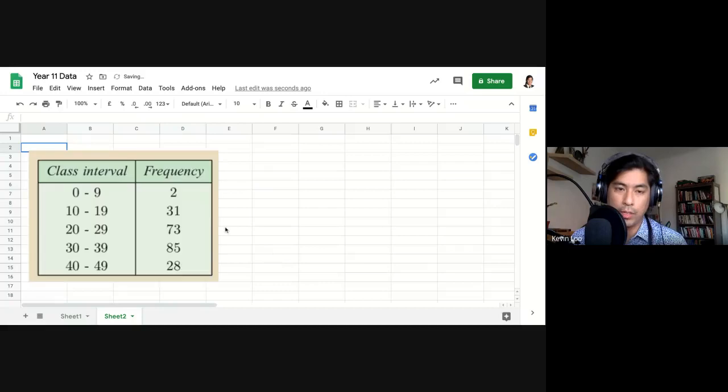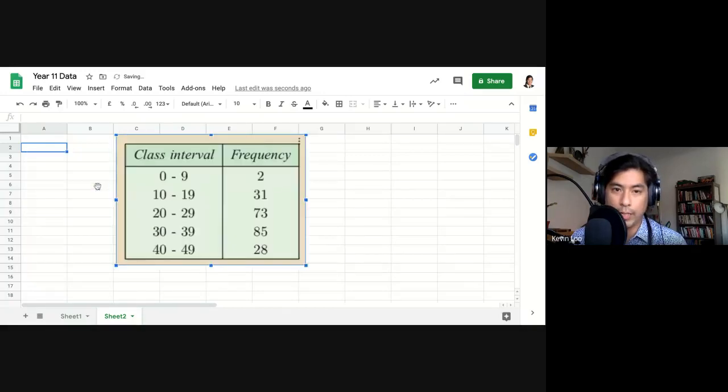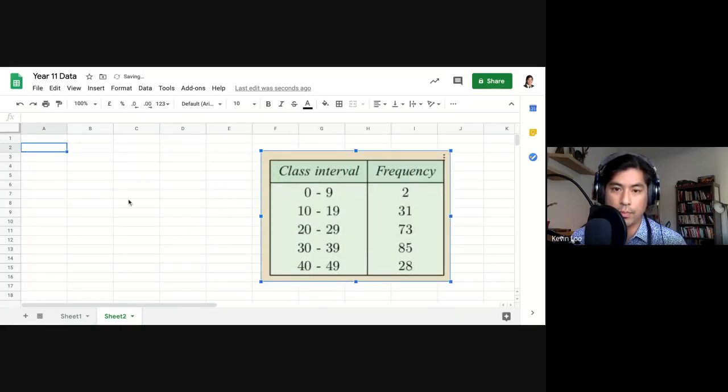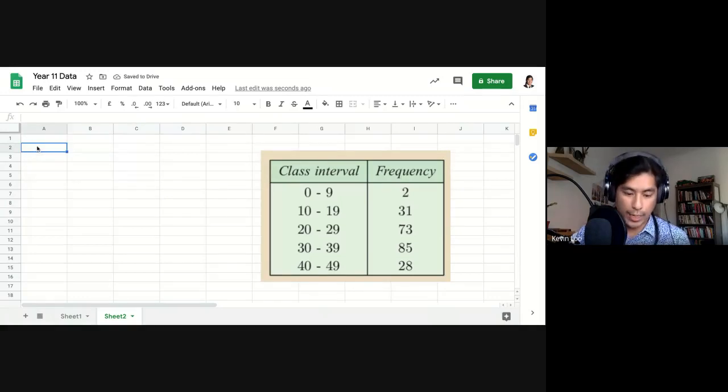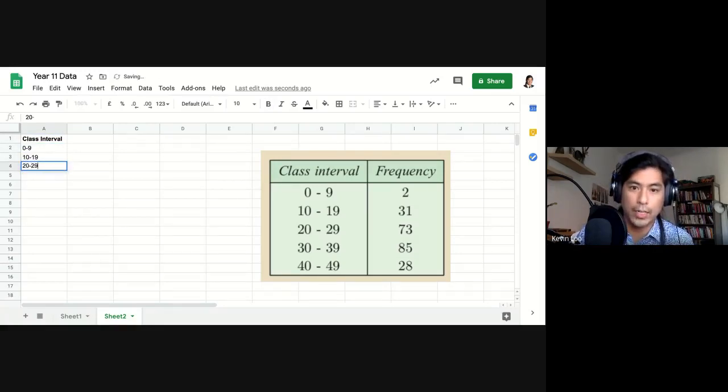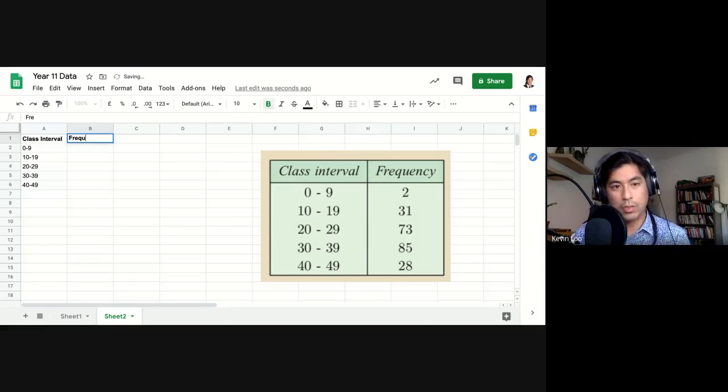Okay, here's an example. Here are some exam scores. The class intervals are 0 to 9, 10 to 19, 20 to 29, 30 to 39, 40 to 49. Frequency: 2, 31, 73, 85, 28.